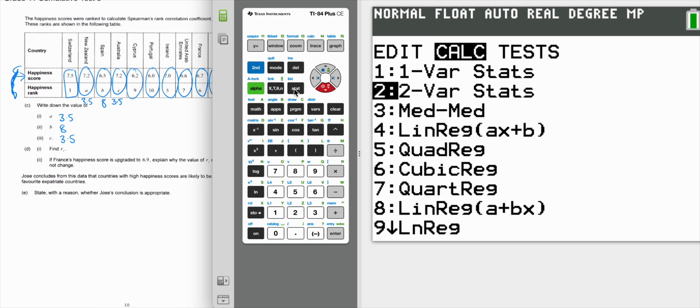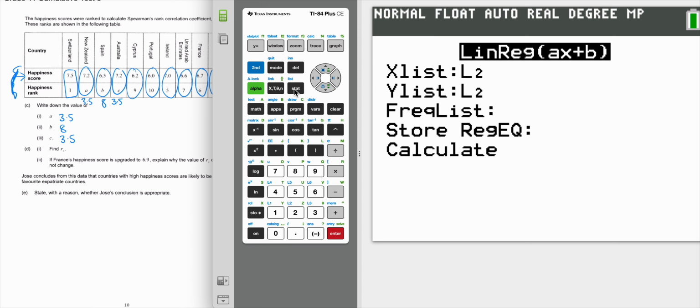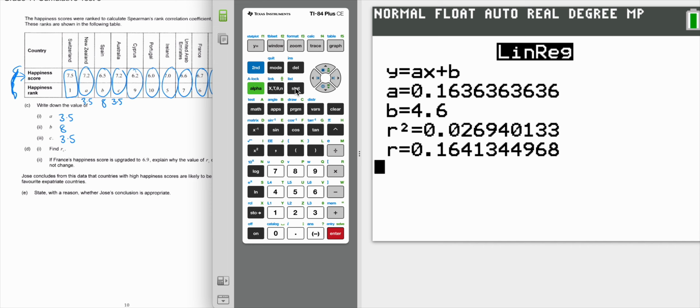So we do the calculations, linear regression, AX plus B. And you will need to check here because we were playing with them earlier. So second function stat, let's change that back to list 1. And now I have list 1 and list 2. And I can calculate my regression line. And I can see that my regression is 0.164.